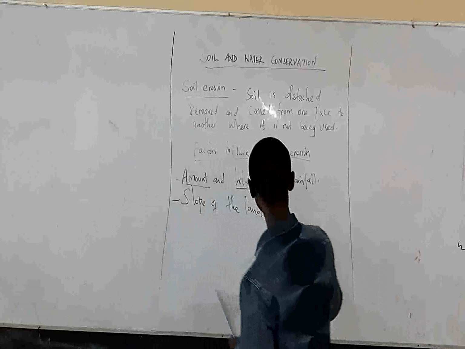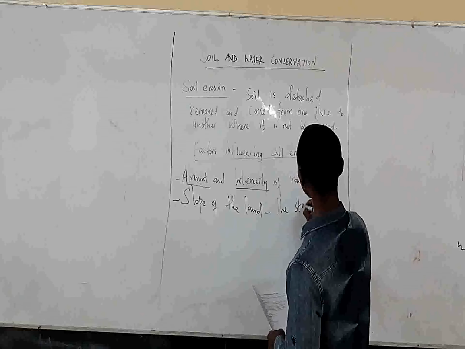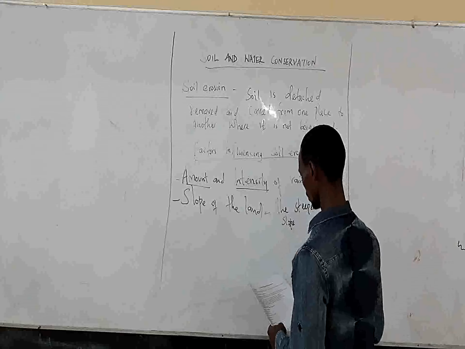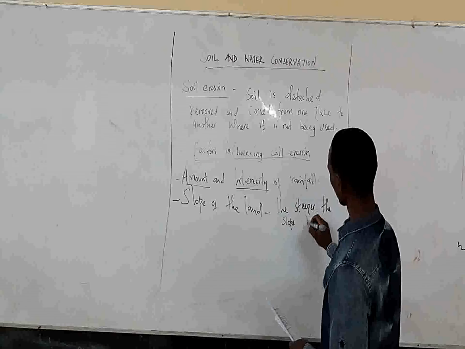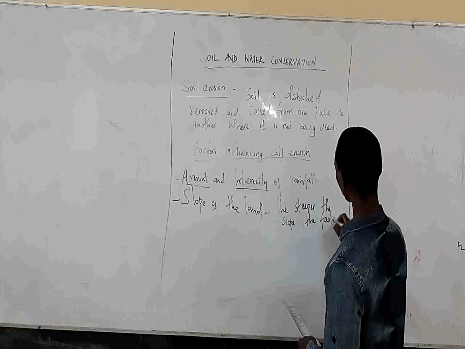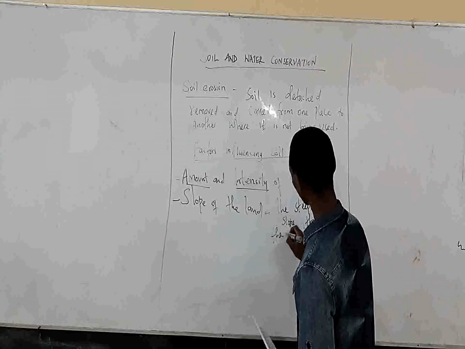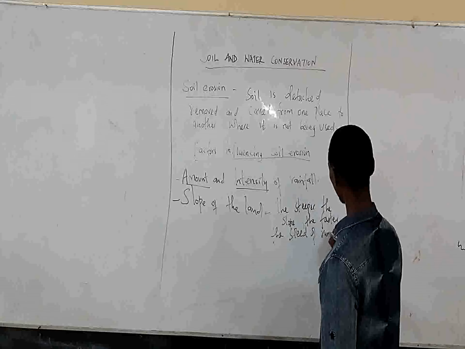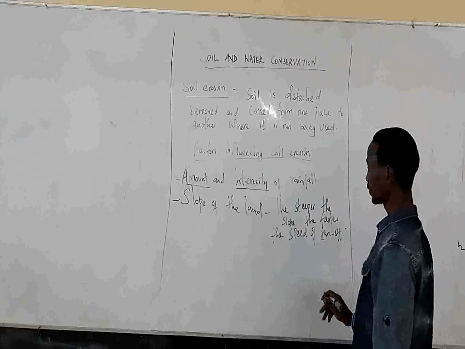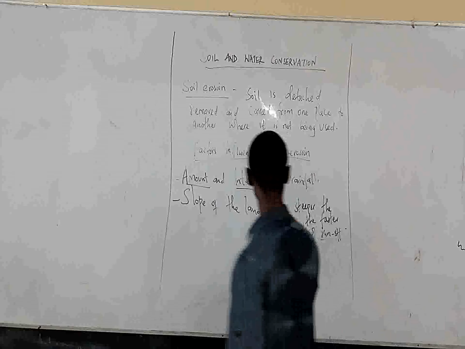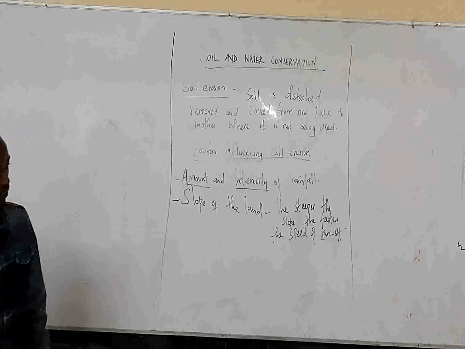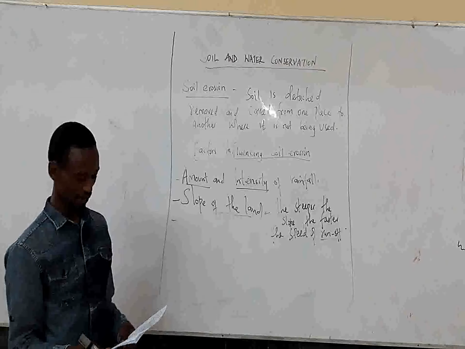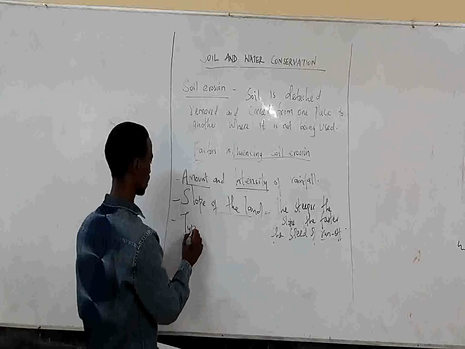So the steeper the slope, the faster the speed of surface runoff. Runoff in this case refers to the speed of the water on the surface as it rains.